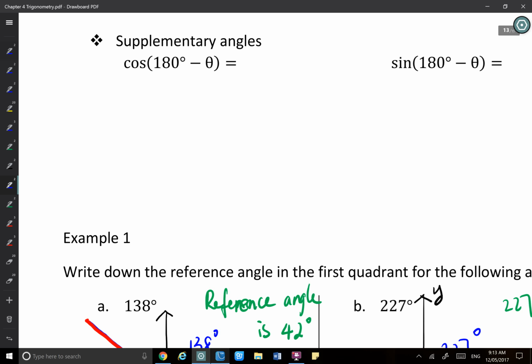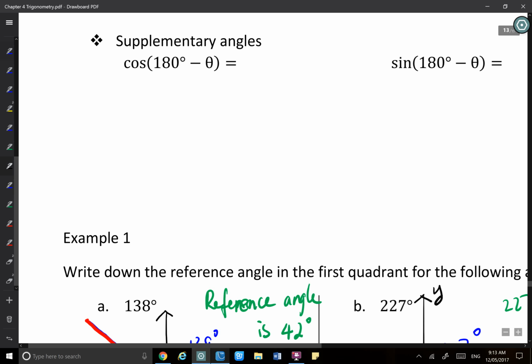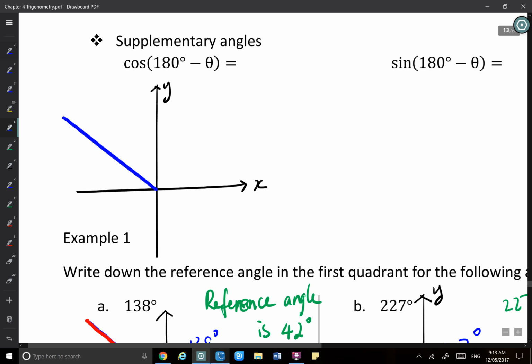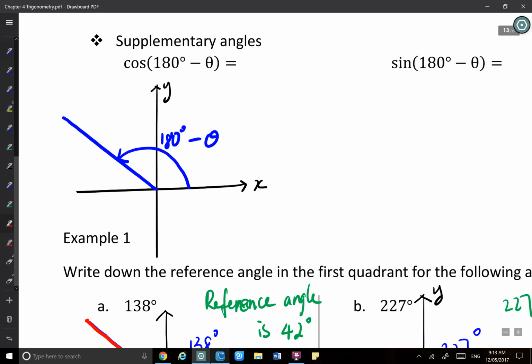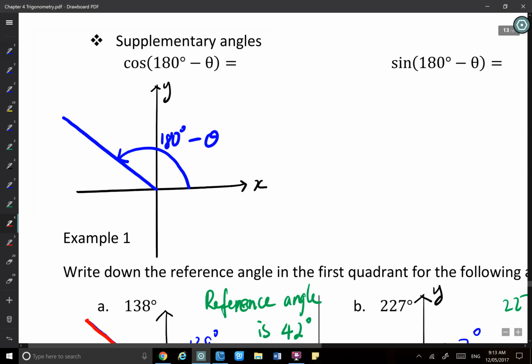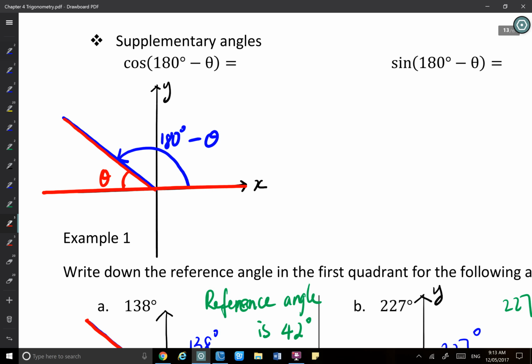The second? You mean the second? Okay, so let's put this. 180 minus theta, right? I don't know how large theta is, but I definitely know that it will be in the second quadrant if theta is an acute angle. So it will be here. I will say this angle is 180 degrees minus theta. What is the reference angle for 180 minus theta? It will be this small angle here, which will be theta. So 180 minus theta's reference angle is theta.